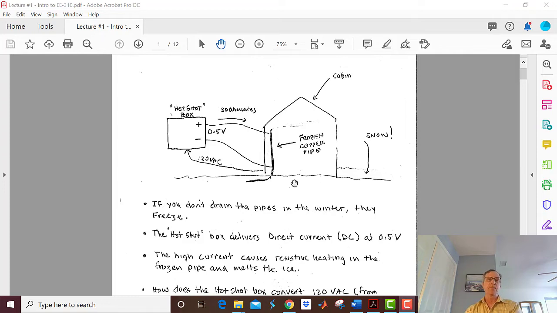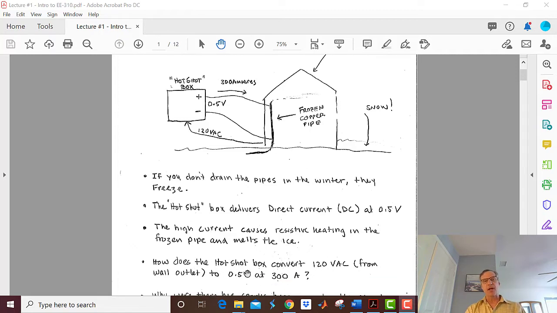But the idea is that the high current from this box causes resistive heating in the copper pipe, because copper doesn't have a lot of resistance, but it has some resistance. And so when you put that 30 amperes through this pipe, there's some IR loss, and the copper pipe warms up, and the ice inside it hopefully melts.